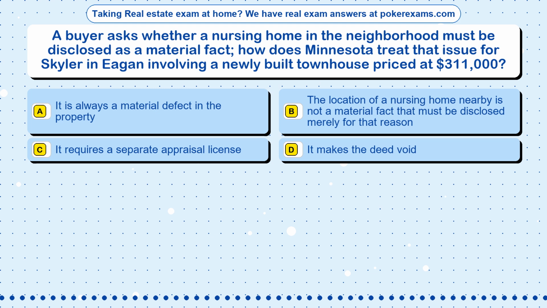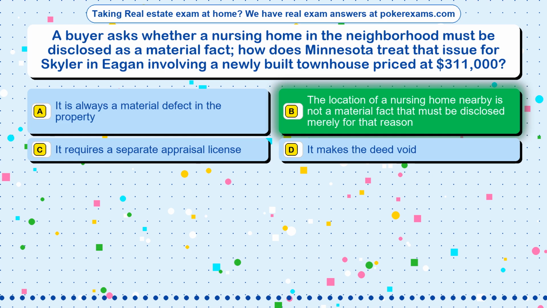Question 22. A buyer asks whether a nursing home in the neighborhood must be disclosed as a material fact. How does Minnesota treat that issue for Skylar in Eagan involving a newly built townhouse priced at $311,000? Option A. It is always a material defect in the property. Option B. The location of a nursing home nearby is not a material fact that must be disclosed merely for that reason. Option C. It requires a separate appraisal license. Option D. It makes the deed void.